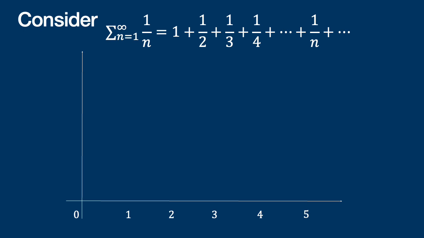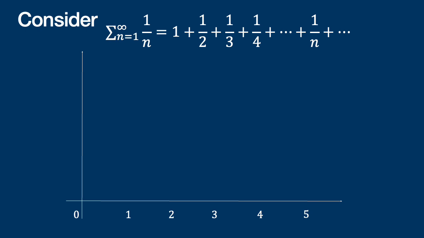Let's have another example. This time we're going to use the sum of 1 over n, the series 1 plus 1/2, 1/3, 1/4, up to 1/n. We already know this diverges, so I'm going to prove it diverges by using this visualization one more time.